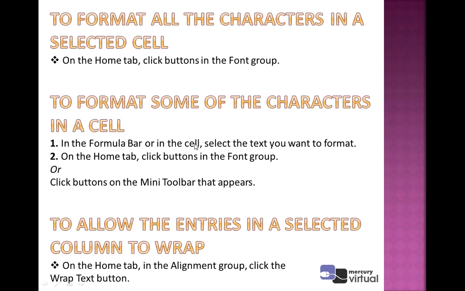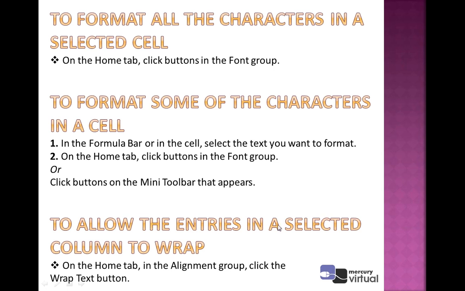In the formula bar or in the cell, select the text, meaning select the characters for which you want to apply the formatting. The second point is the same as this one: go to the Home tab, click on the buttons in the Font group. You can use bold, italic, underline, or any formatting that you want to apply to the text. Or click the buttons on the mini toolbar that appears. I discussed yesterday what the quick access toolbar is. That is the mini toolbar that is available, and sometimes different fonts are also available. Formatting options are also available there.